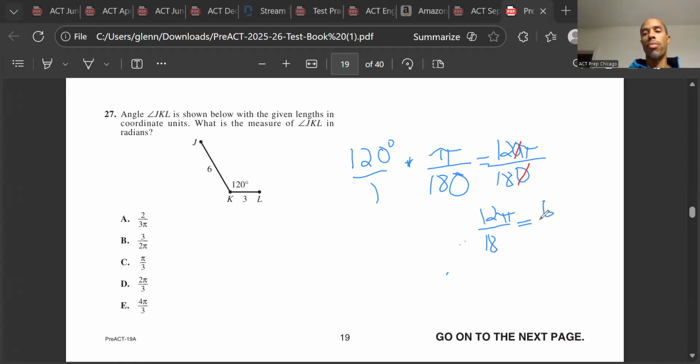Divide both of these by 2, we get 6 over 9, divided by 3. Oh, we should have divided it by 6. That's what we should have done. So 12 divided by 6, we get 2. And then 18 divided by 6, we get 3.